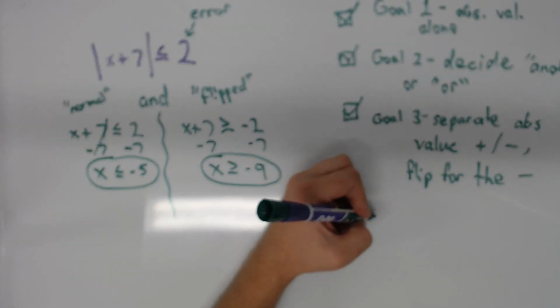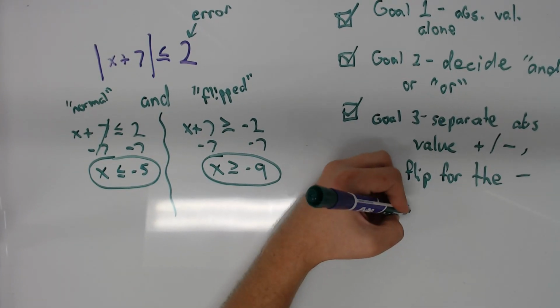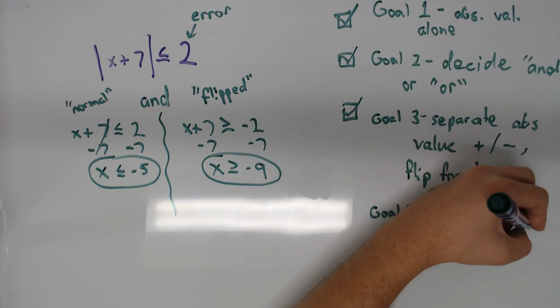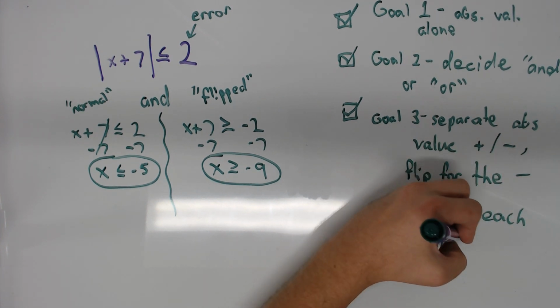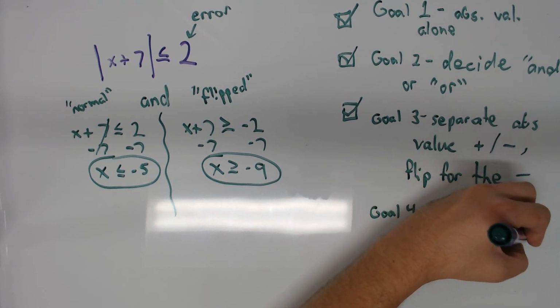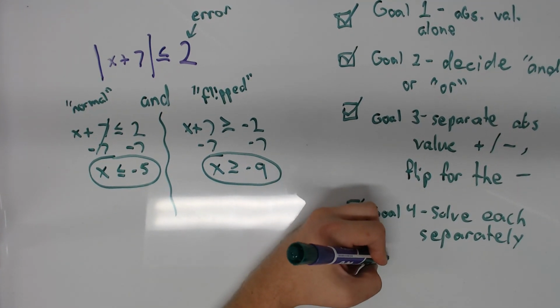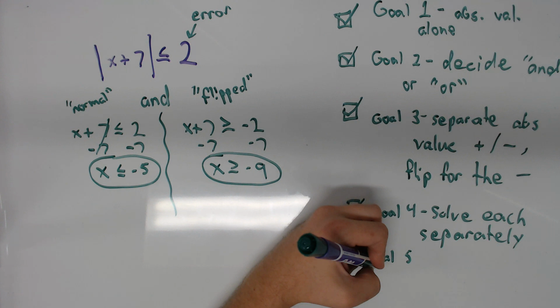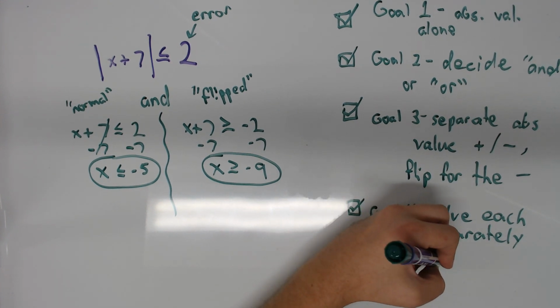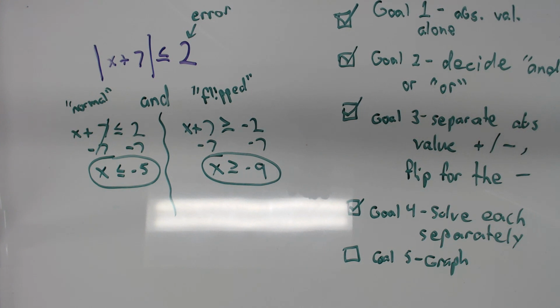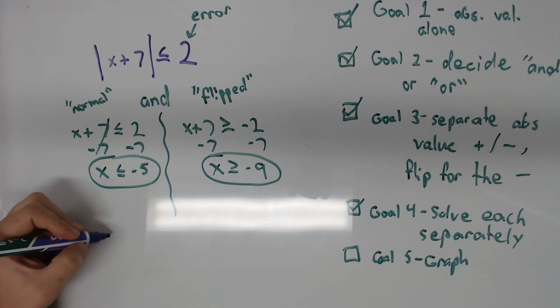And then that's goal 4. Solve each separately. At this point, they didn't really affect each other anymore. Step 5 is graph. All right, so graphing, we're just going to draw ourselves a number line.